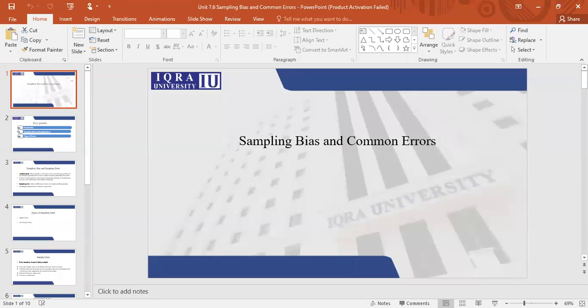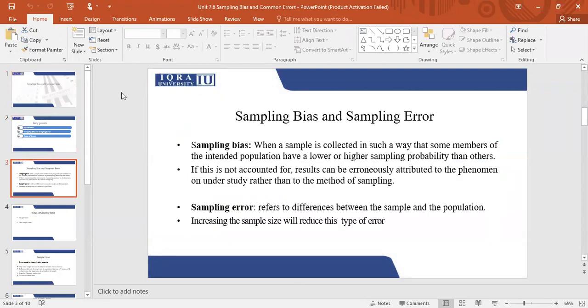Hello everyone, welcome to the last lecture of Unit 7, which is sampling bias and common errors. Whenever you are conducting research and you have set your sampling criteria, the inclusion and exclusion criteria, you select your sample. So when you are selecting your sample, you need to take care of sampling bias and common errors.